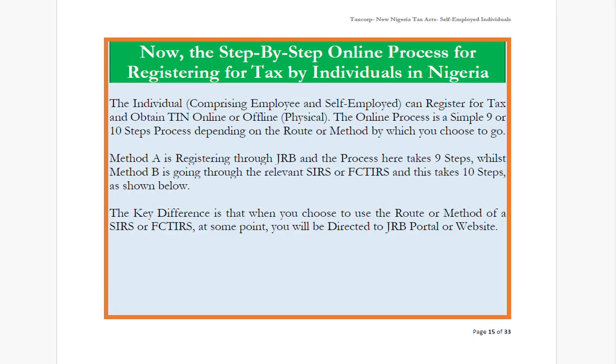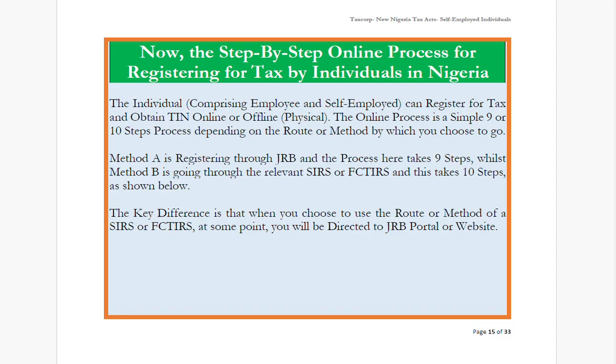Now, the step-by-step online process for registering for tax by individuals in Nigeria. The individual, comprising employee and self-employed, can register for tax and obtain a TIN number online or offline. The online process is a simple 9 or 10-step process depending on the route or method by which you choose to go.